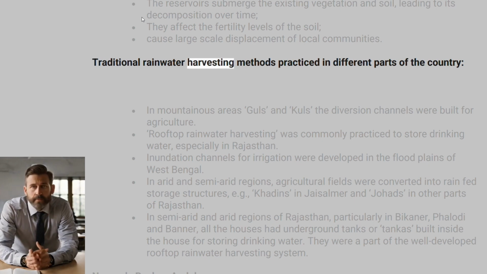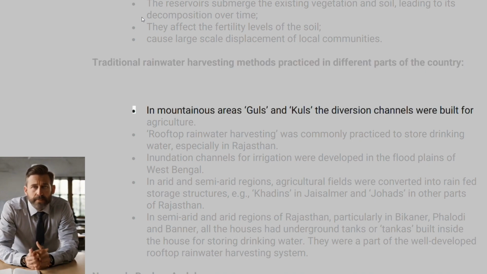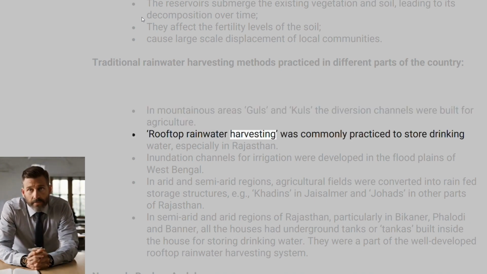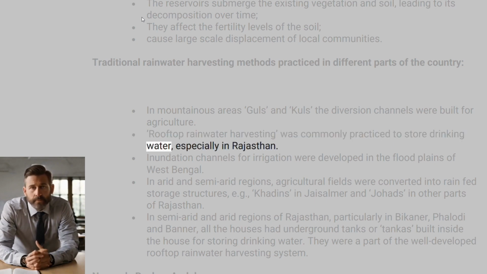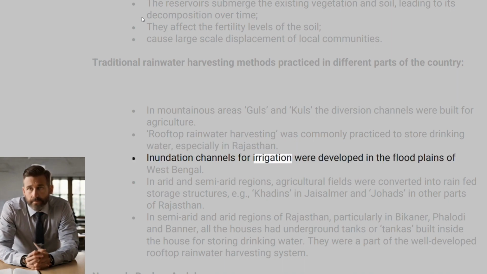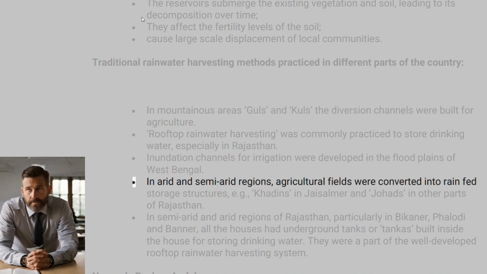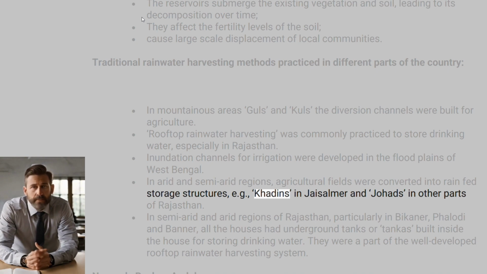Traditional rainwater harvesting methods practiced in different parts of the country. In mountainous areas, guls and kuls, the diversion channels, were built for agriculture. Rooftop rainwater harvesting was commonly practiced to store drinking water, especially in Rajasthan. Inundation channels for irrigation were developed in the floodplains of West Bengal. In arid and semi-arid regions, agricultural fields were converted into rain-fed storage structures, for example, Khadins in Jaisalmer and Johads in other parts of Rajasthan.